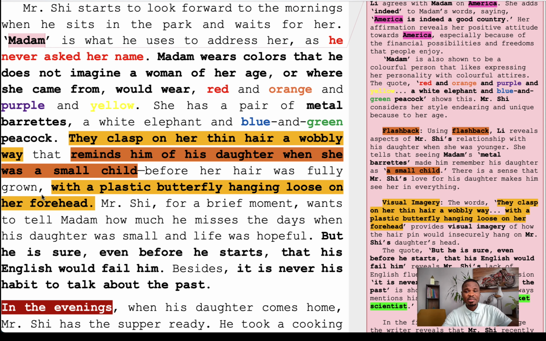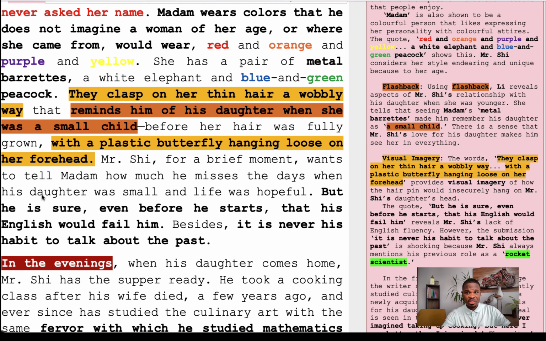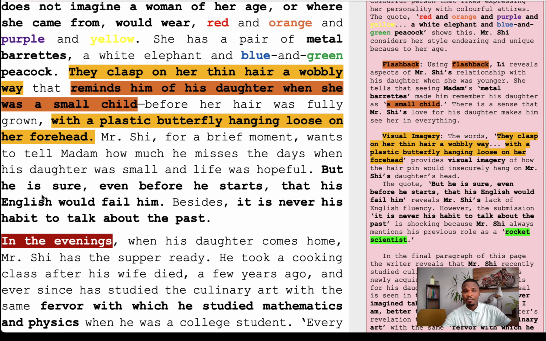Now, there's a sense that Mr. Chi's love for his daughter makes him see her in everything. So Mr. Chi appears to see his daughter in everything. Then we see the use of visual imagery as well, as he describes what his daughter would have looked like when she was younger. So the words, the clasps on her thin hair, a wobbly way, with a plastic butterfly hanging loose on her forehead, provide visual imagery of how the hairpin would insecurely hang on Mr. Chi's daughter's head. Then the quote, but he is sure even before he starts that his English would fail him.